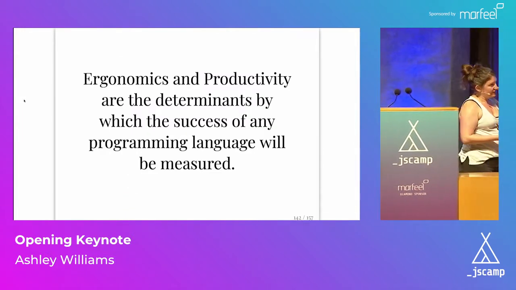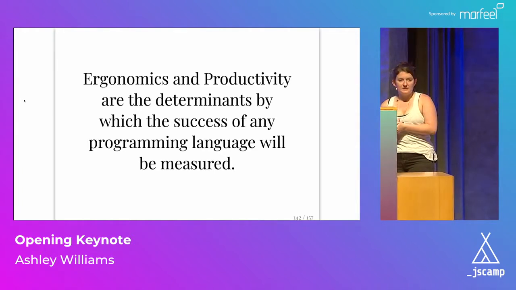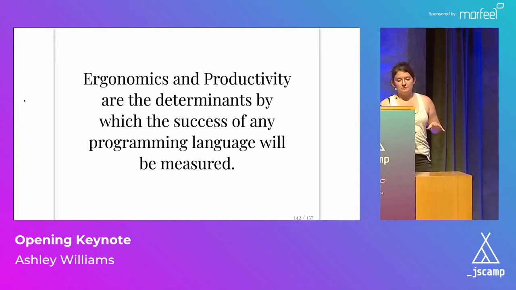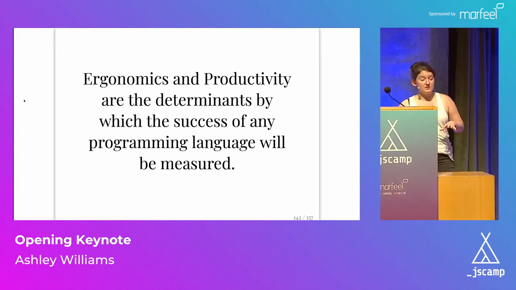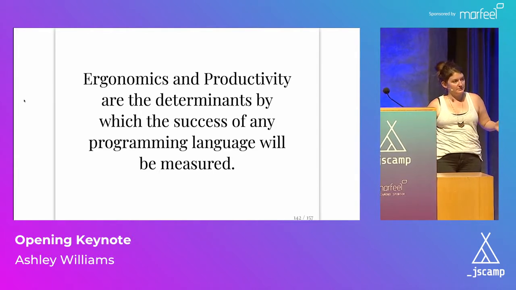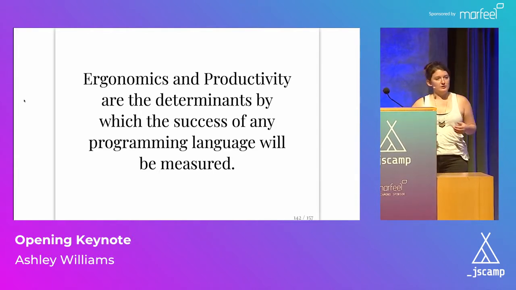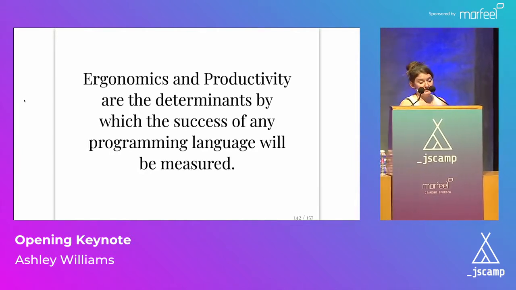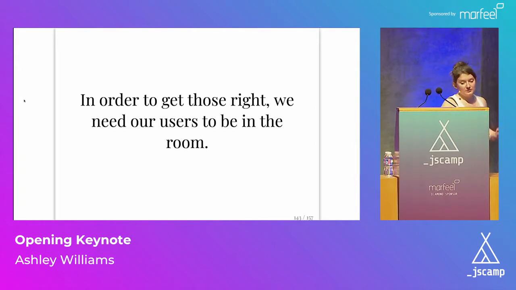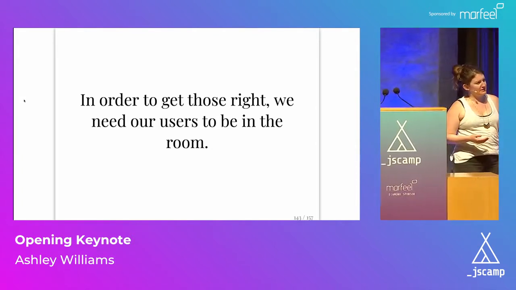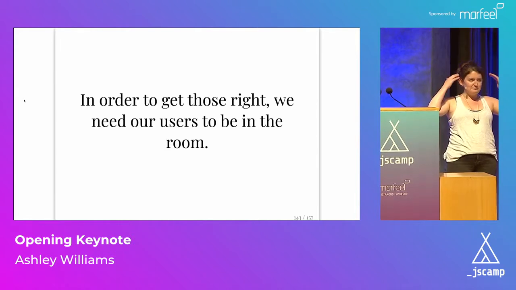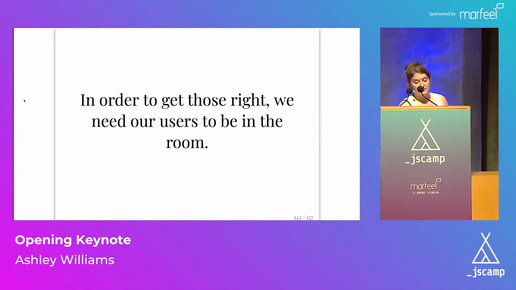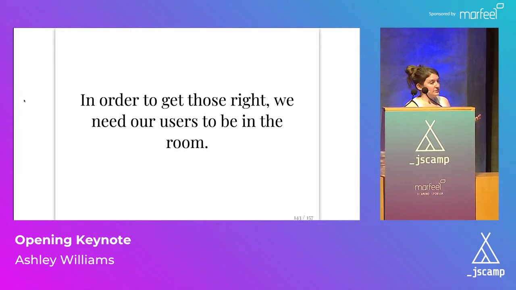But when I think about programming languages, and Bjarne obviously shares this idea when he talks about we need a programming language for ordinary programmers, ergonomics and productivity are the determinants by which the success of any programming language will be measured. How happy people are using that language is going to determine how much they're going to reach for it and whether or not that language will be successful. And so in order to get developer productivity and experience correct, you can't just imagine it in your head. You actually have to talk to the people using it. And so in order to get these things right, we need our users to be in the room.